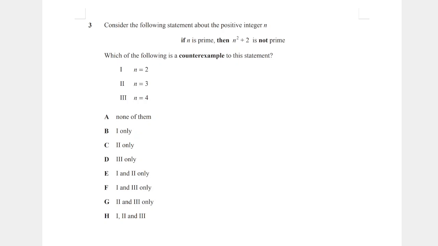Okay, question 3. Consider the following statement about the positive integer n. If n is prime, then n squared plus 2 is not prime. Which of the following is a counterexample to this statement?